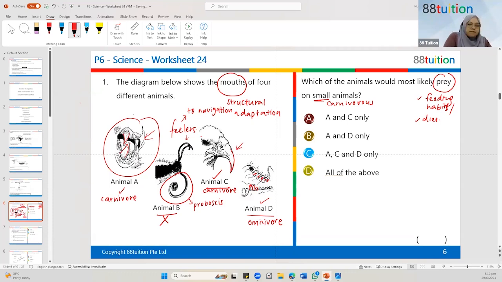So the best answer for question number one is C. I think most of you who did the worksheet got it correct. Only one or two got it wrong.